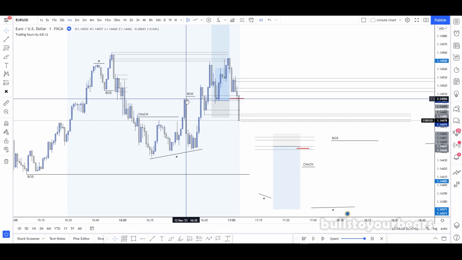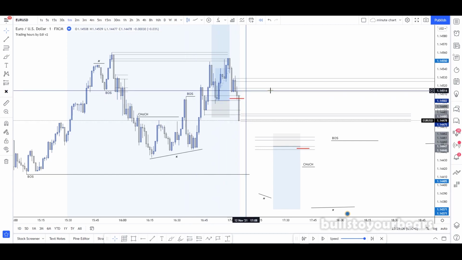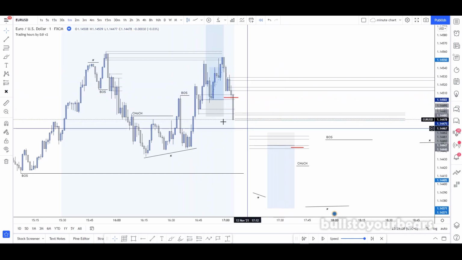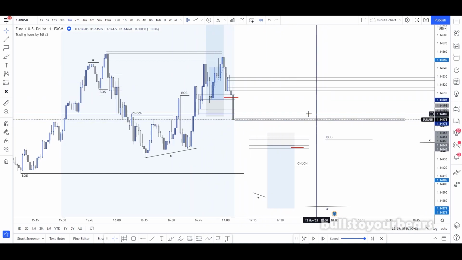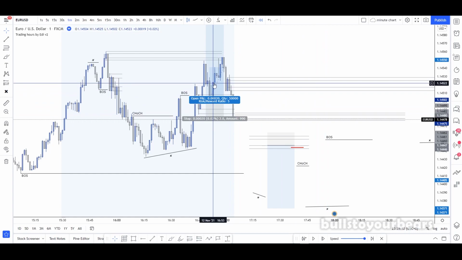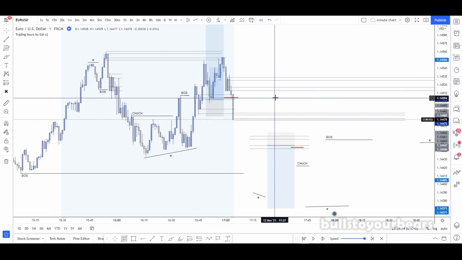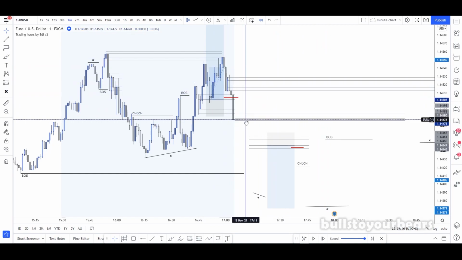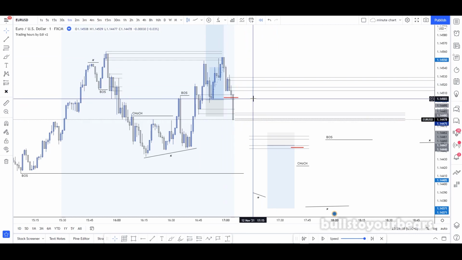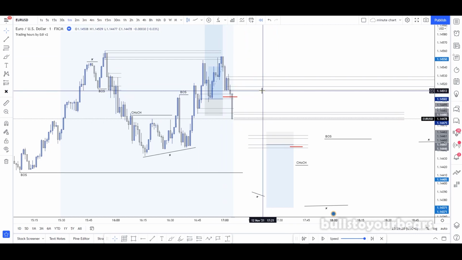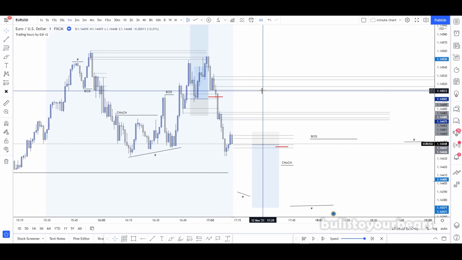Now this is where trade management comes in, and I'm not here to talk about trade management, right? Simple as that. If you understand mitigation, you will know when to break even your trades and where to put your stop losses. Simple as that. Okay, and then we move from here.